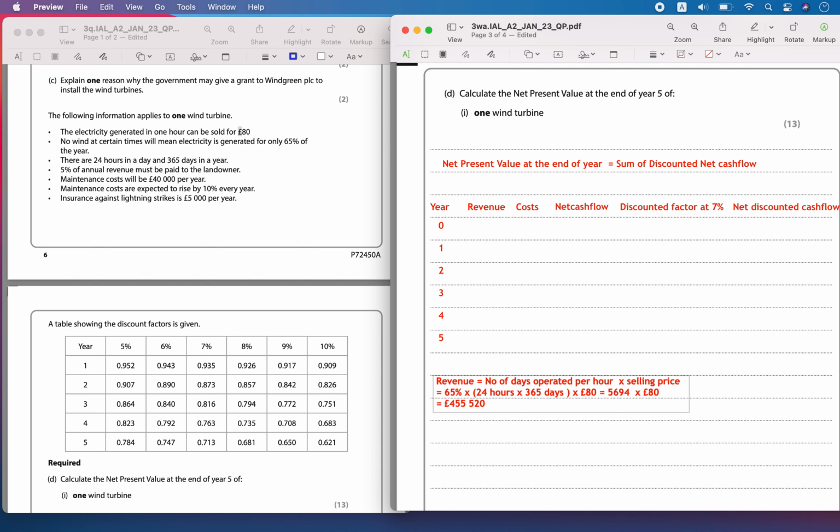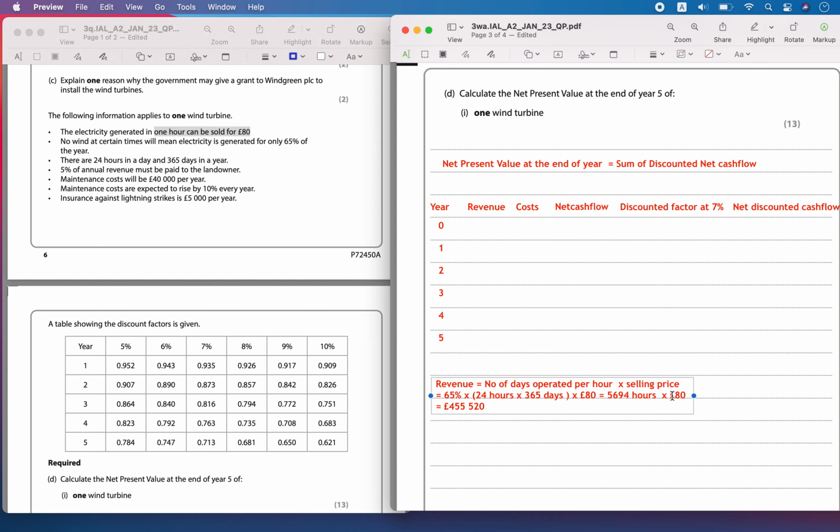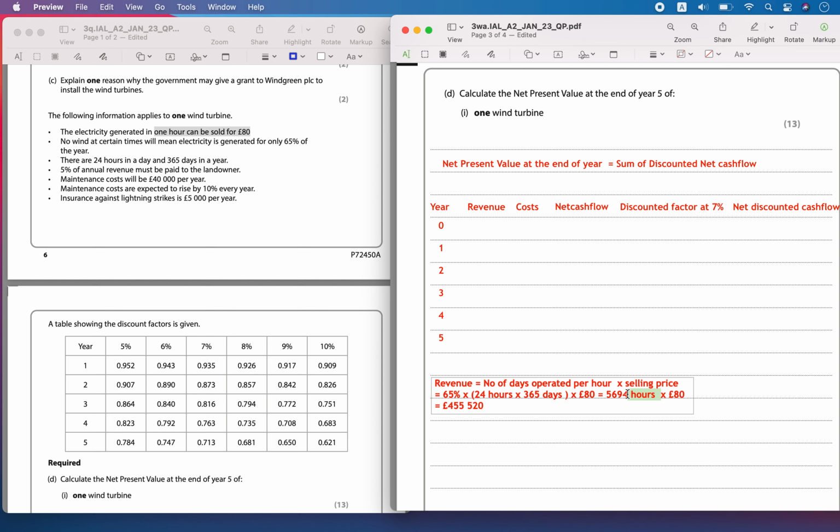They are going to sell this for this many hours. 5,694 hours they are going to sell, and for each hour they are going to charge 80 pounds. So that's why I'm calculating in hours. If they had said 80 pounds in a day, I would just take 365 days, but only 65%. But since they have said for 1 hour they are going to charge 80 pounds, I have to calculate how many hours. This is how you will get the revenue.